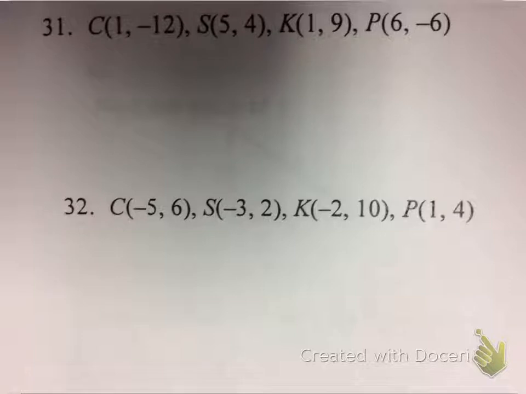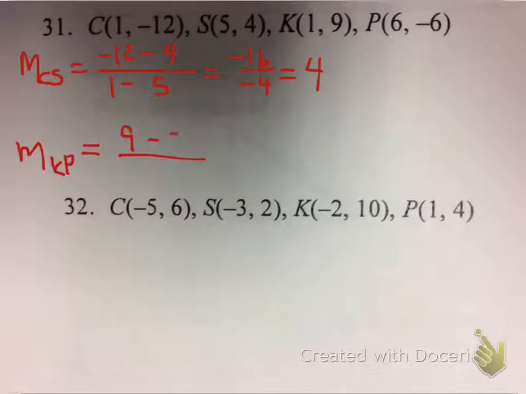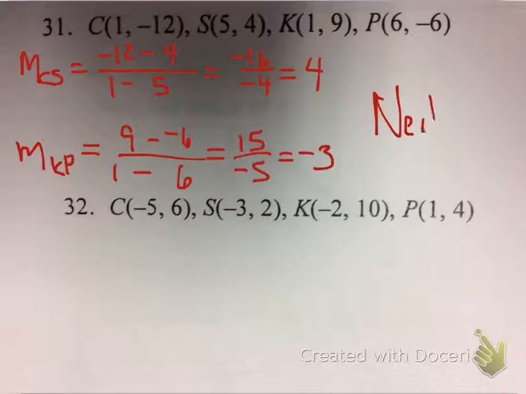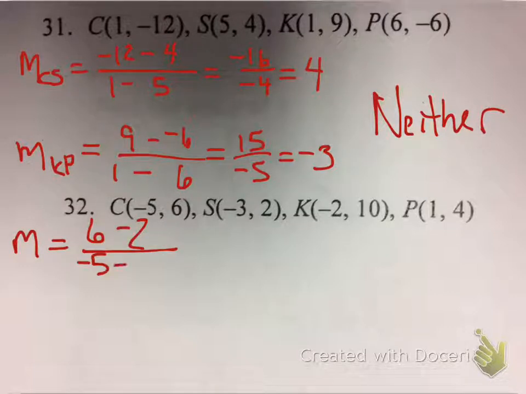So how do I compare these and how do I decide if they are parallel or perpendicular? Well, I just start doing the formula. So I take the first two, find the slope of those, take the next two, find the slope of those. In this case, the slope is 4. And then the second one, I am going to get the slope is, I don't know, let's find out. 15 divided by -5 is -3. So that one would be neither, no.